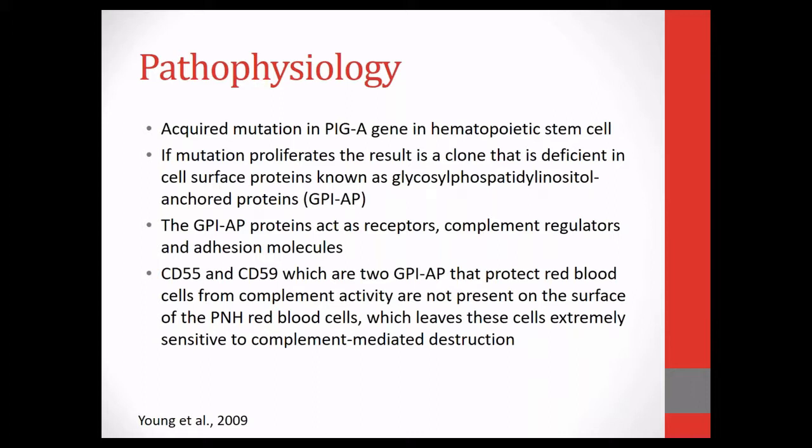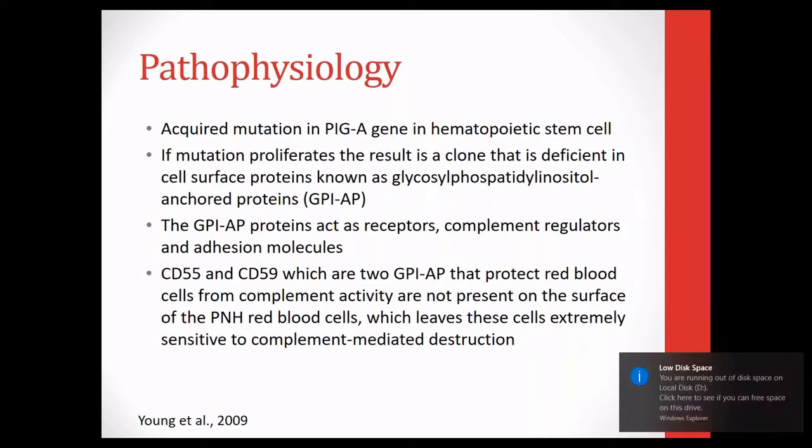Two GPIAP that protect red blood cells from complement activity, CD55 and CD59, are lacking on the surface of the PNH red blood cells. Therefore, these cells are highly sensitive to complement-mediated destruction, and the condition allows PNH stem cells to expand in numbers, so that more of the mature red blood cells found in our blood are abnormal.